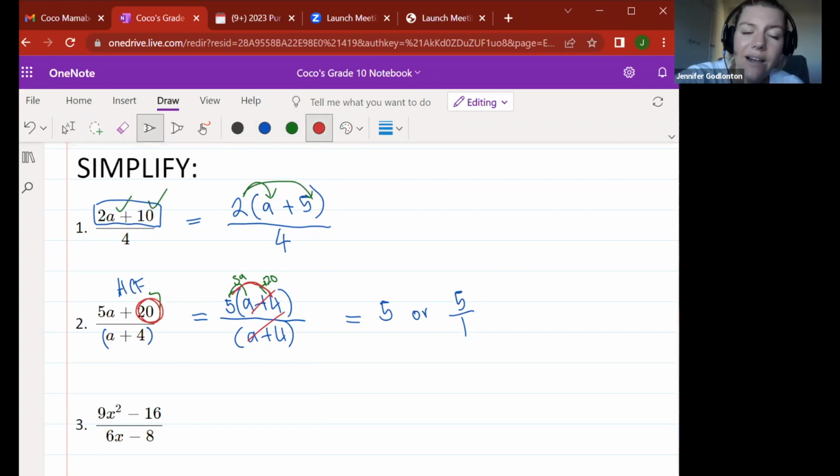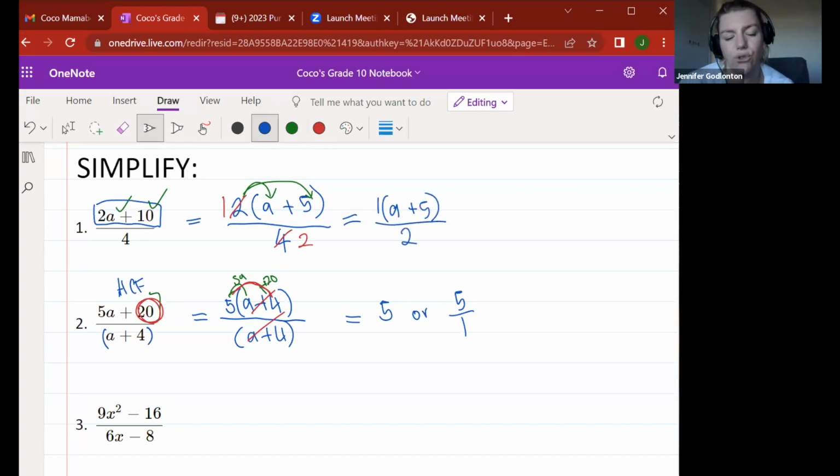Okay, now that we're here, we want to try and simplify this a bit. So we can say 2 can go into itself once, and 2 can go into 4 2 times. And so our final answer would be a plus 5. If you want to put a 1 there, you're welcome to, over 2. That would be our final answer. Hopefully that makes a bit more sense.